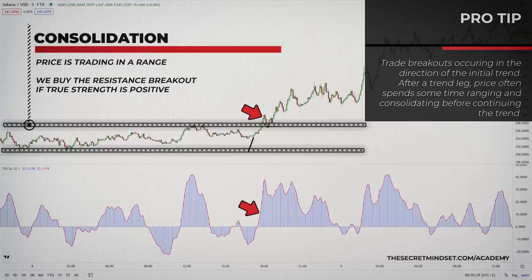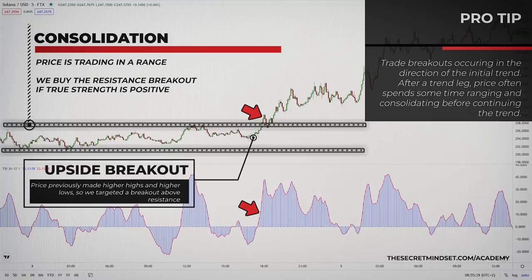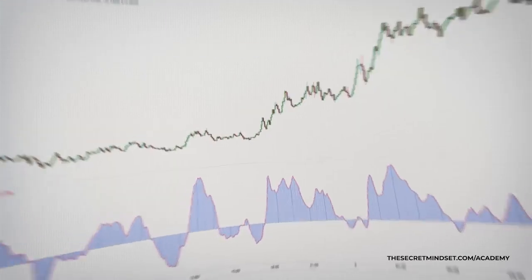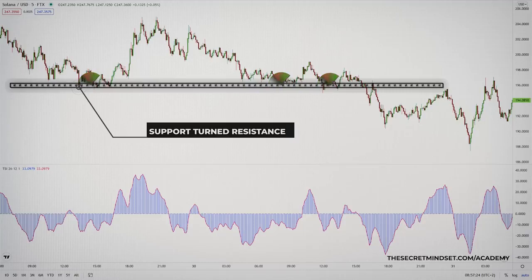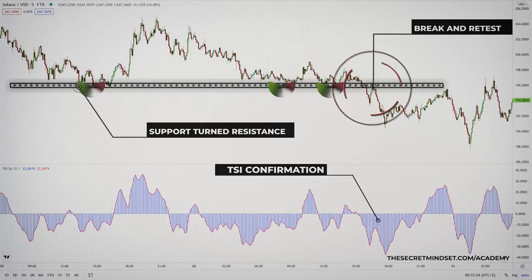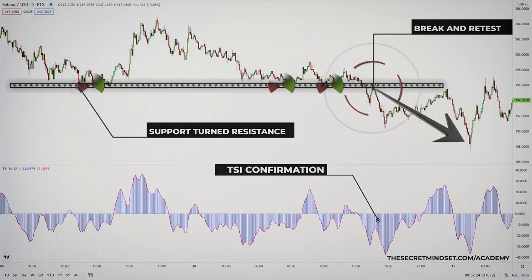After a trend leg, price often spends some time ranging and consolidating before continuing the trend. Such periods offer great re-entry opportunities if you confirm them with the TSI. Here, this level first acts as a support and then it acts as a resistance once broken. The TSI line follows the price action on the chart. When price came back to the resistance and rejected the level, the True Strength indicated a bearish momentum the whole time, confirming our short bias.